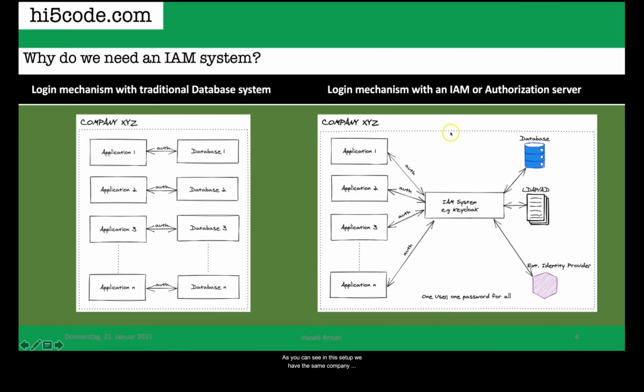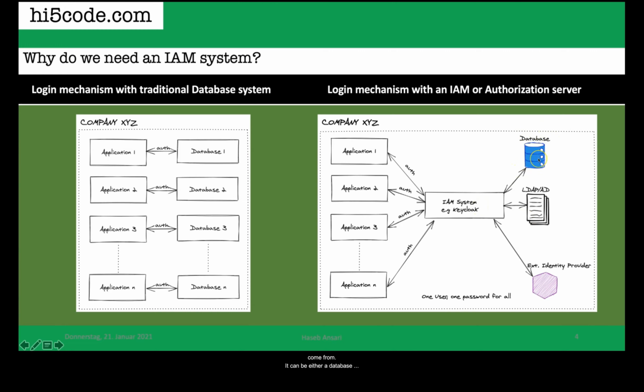As you can see in this setup, we have the same company XYZ and the same number of applications, but in this system we have an additional entity called the IAM system. As we already discussed before, Keycloak is one implementation of an IAM system. And on the extreme right, we have data sources where the user can come from.